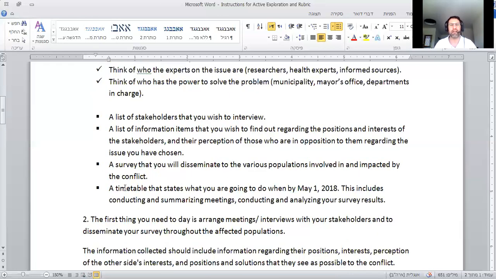The last thing that you should have by now is a timetable that states what you're going to do and when you are going to do it by. This includes conducting and summarizing meetings, conducting and analyzing your survey results.